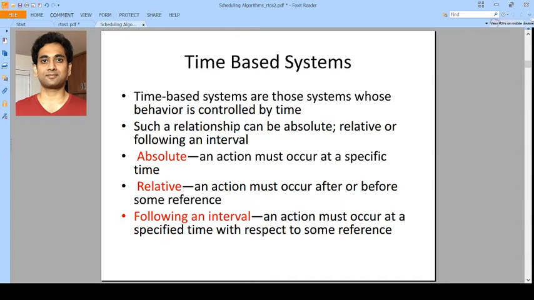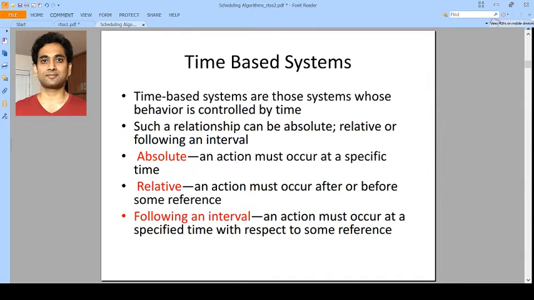Now time-based systems are those systems whose behavior is controlled by some kind of time quantity. Such a time can be either absolute, as we talked about, absolute to the real world clock, or relative to a specific interval or a specific duration.